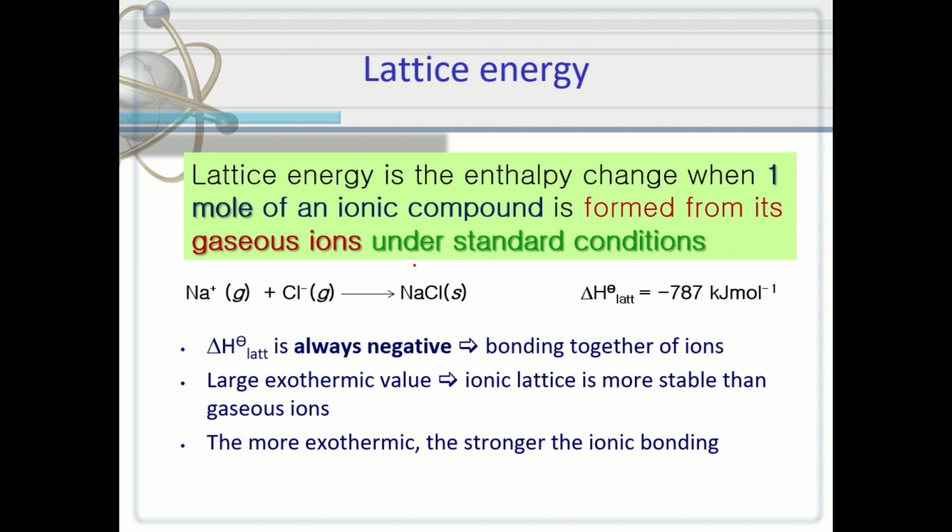I have 1 mole of sodium chloride, which is an ionic compound, formed from its gaseous ions. In sodium chloride, the cation is sodium ion and the anion is chloride ion. So gaseous sodium ion and gaseous chloride ion bond together and form the ionic compound sodium chloride. 1 mole of sodium chloride is formed, so the energy that is released by these two ions bonding together is the lattice energy of sodium chloride.